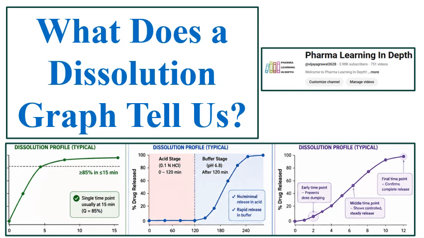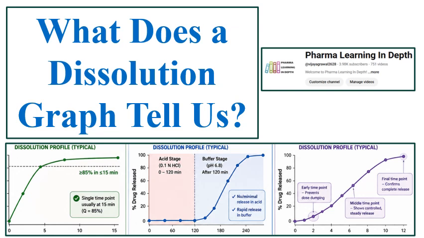Whenever we perform the dissolution testing, mainly we perform the Q point dissolution and also the dissolution profiling. There are different types of formulations like immediate release, delayed release, modified release, controlled release, and prolonged release. Depending on the formulation design, dissolution testing is performed at different time points, and we plot a graph of percent drug released or percent drug dissolved versus time.